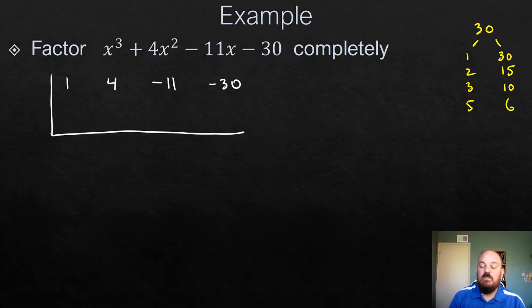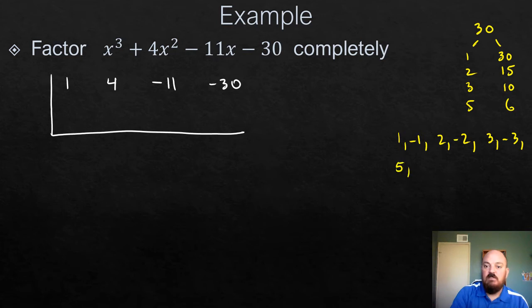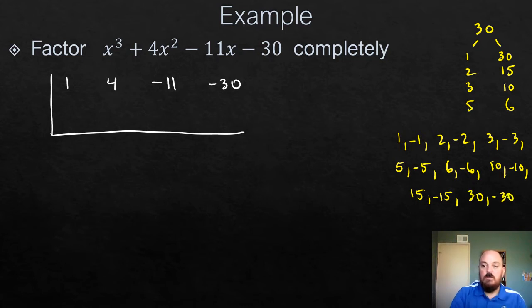So what we have is both the positive and negative version of all 8 of those numbers. It's kind of a long list. We have 1 and negative 1, 2 and negative 2, 3 and negative 3, 5 and negative 5, 6 and negative 6, 10 and negative 10, 15 and negative 15, 30 and negative 30. So there's a lot of numbers on this list here.